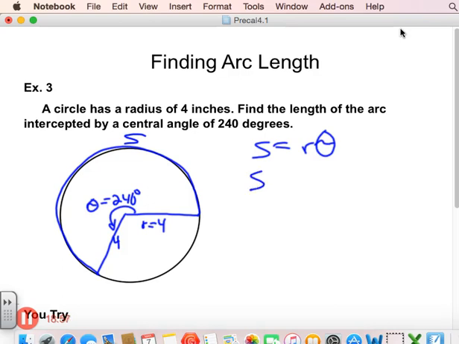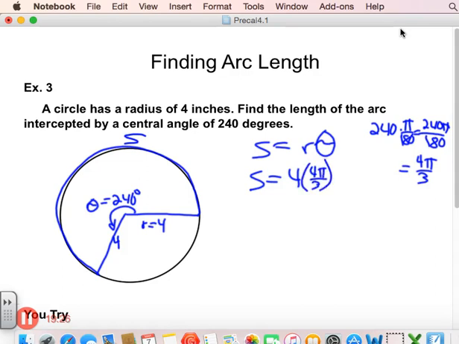Okay, so we plug in the radius 4 times the angle. Now the angle is 240 degrees, but we need to convert that to radians. So over here to the side we'll do 240 and multiply by pi over 180. So 240 pi over 180. That's going to reduce down and give us 4 pi over 3. So what we're plugging in for theta is really 4 pi over 3. So our arc length is going to be 4 times 4 pi over 3. So we type that in, and you get 16.76 roughly inches.